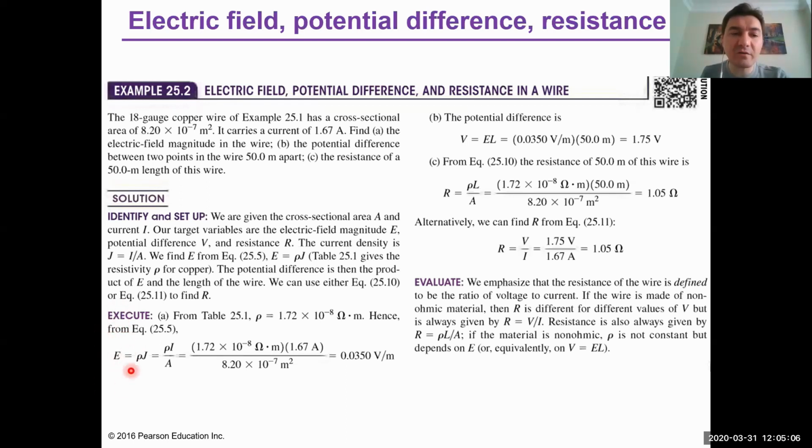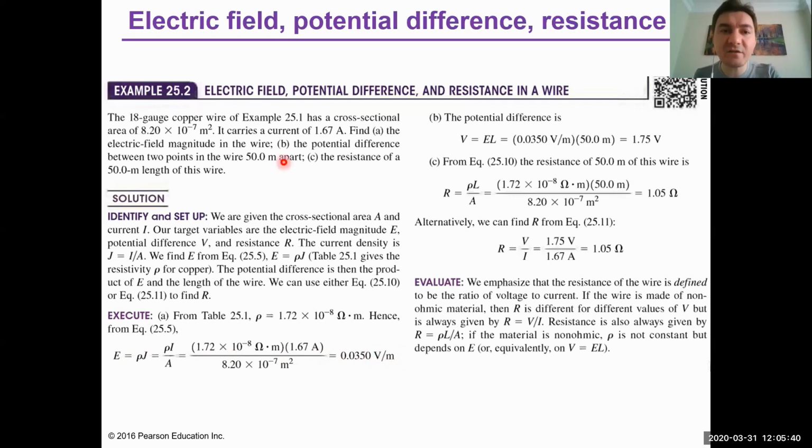In order to calculate the electric field, I should know the resistivity of the material, and I also should know the current density, right? So the current density J is given by current per area. Current is given, area is given, put the current and area here, then I can calculate current density. Electric field can be calculated easily, in volts per meter.